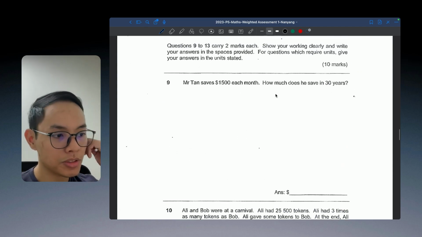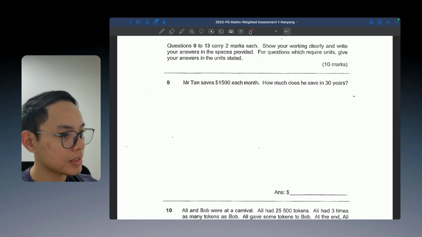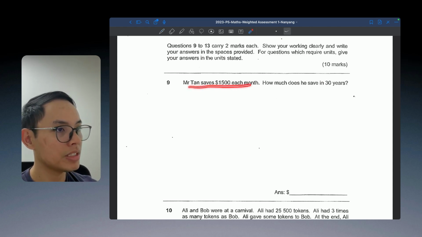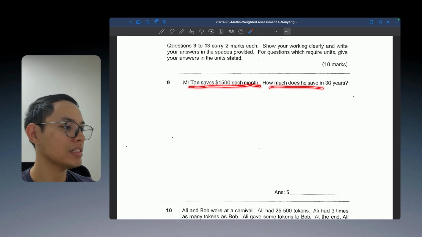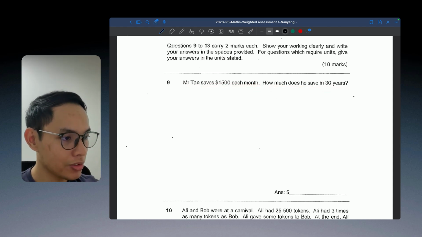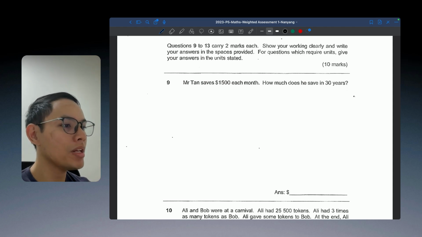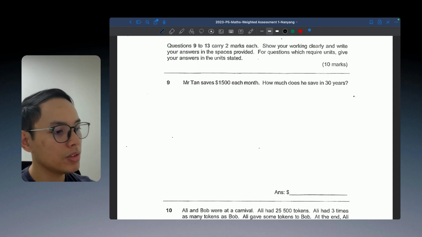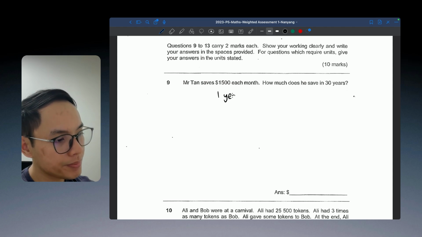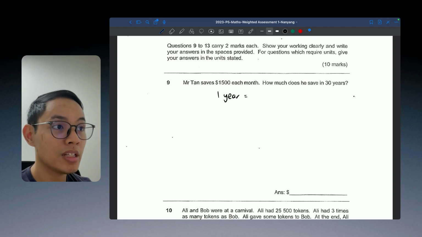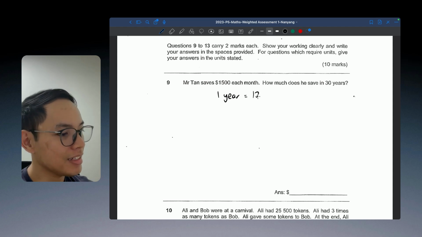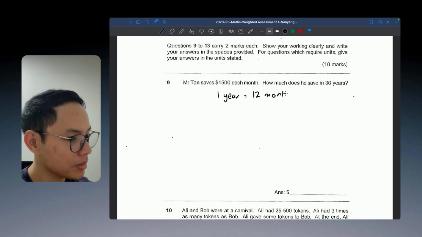Okay, so the next question over here says, Mr. Tan saves 1,500 each month. How much does he save in 30 years, right? So let's break down how many months there are in a year. So 1 year is equal to 12 months, right? Yes, 12 months. That's what you see over here.